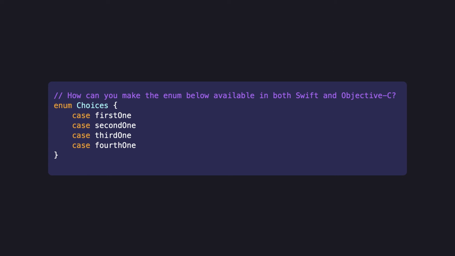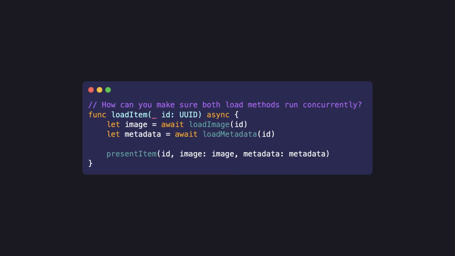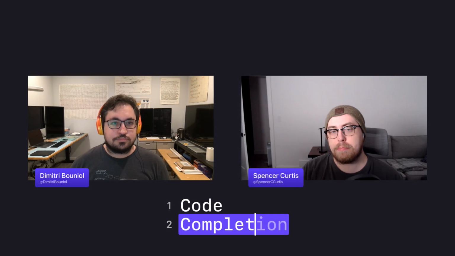So this week we have a Swift async question for you. If you're listening to the podcast, of course, you can check the podcast art or the show notes to follow along. So the question is, here we have an async method that loads an image and loads metadata separately, and then ultimately presenting them as a single unit. How can you make sure that both load methods run concurrently?